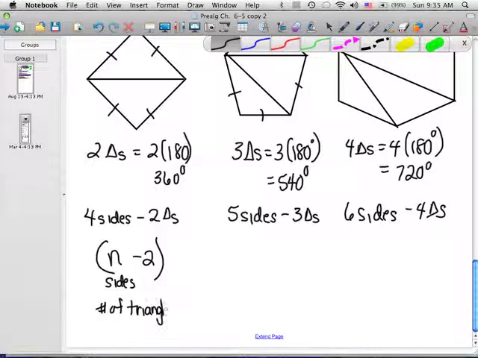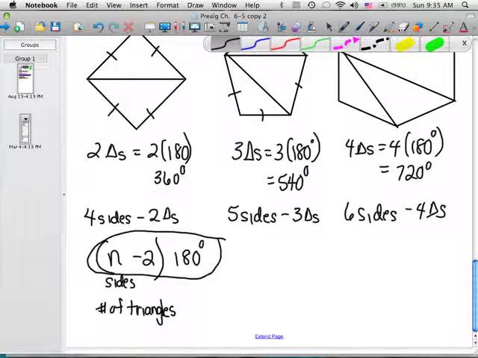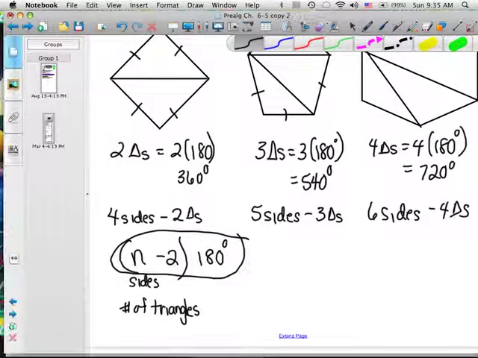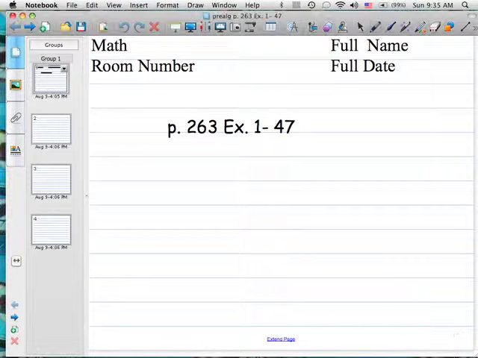And then we always multiply by how many degrees are in a triangle. That's 180. So here's our rule. The number of sides, take away 2, and then times by 180. That concludes the explanation for the assignment.